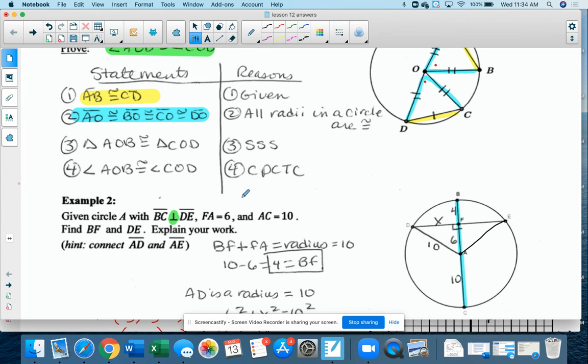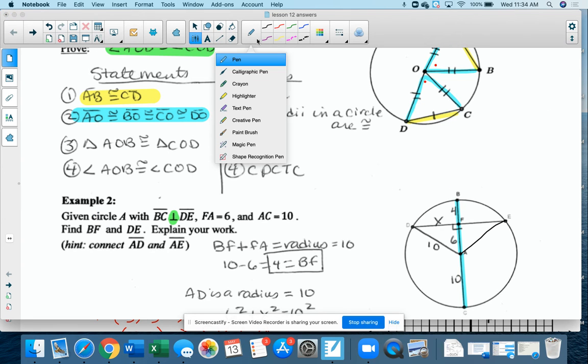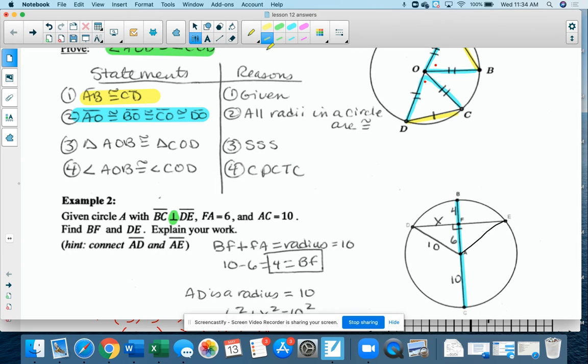Okay. So the first thing I want to do is find BF. Right here, BF, this little piece right there. Let me get my highlighter out. I can highlight that in green for us. So they want me to find BF.